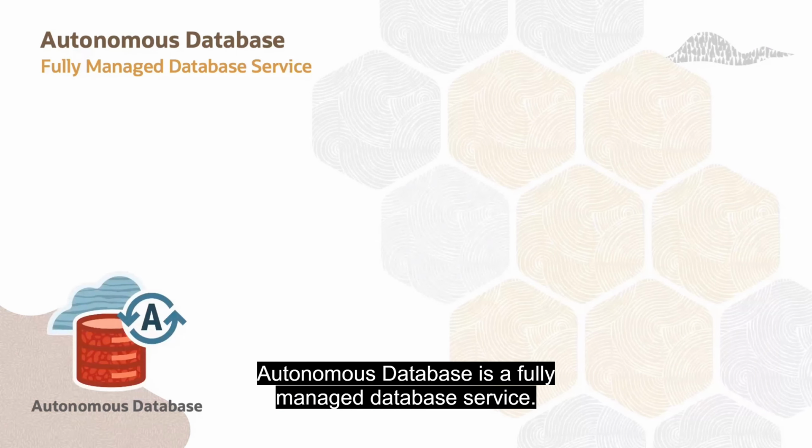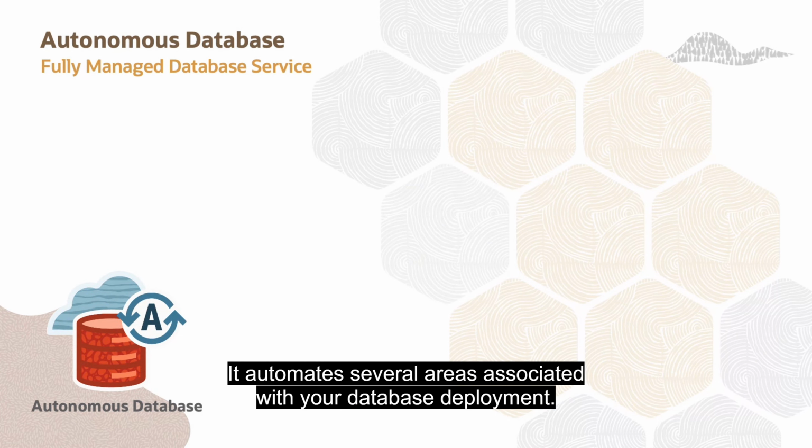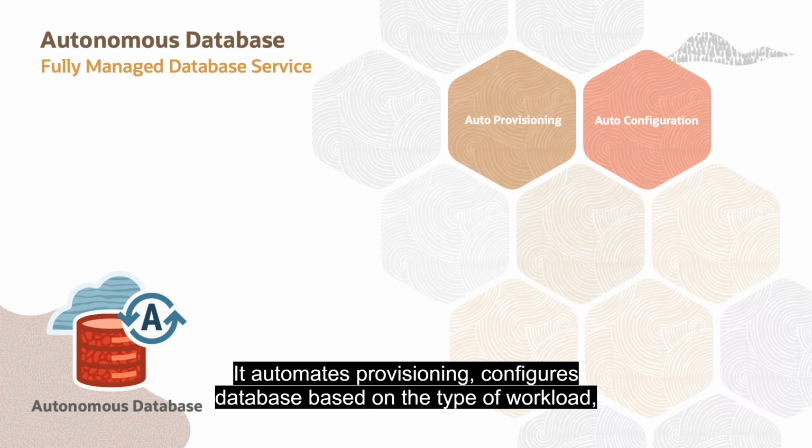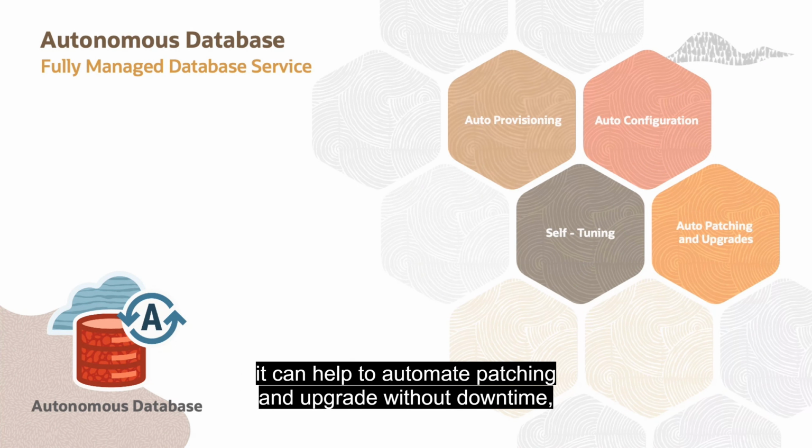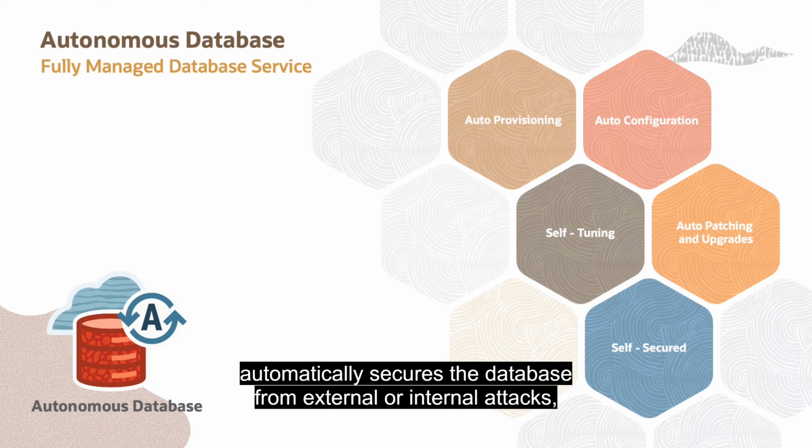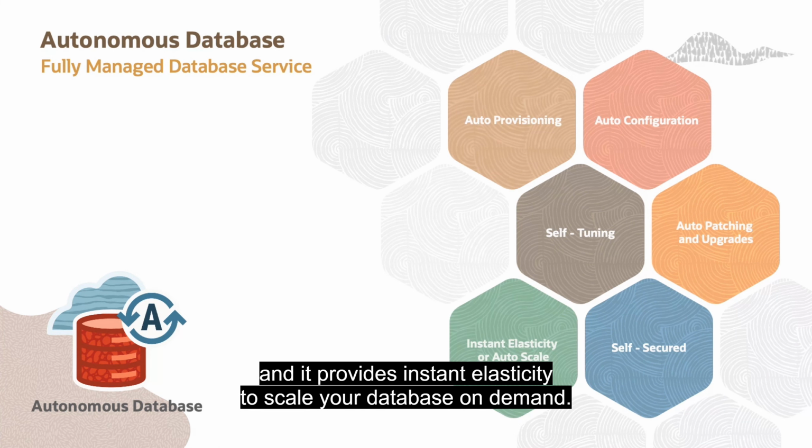Autonomous Database is a fully managed database service. It automates several areas associated with your database deployment. It automates provisioning, configures the database based on the type of workload. It can self-tune, automate patching and upgrade without downtime, automatically secure the database from external or internal attacks, and it provides instant elasticity to scale your database on demand.